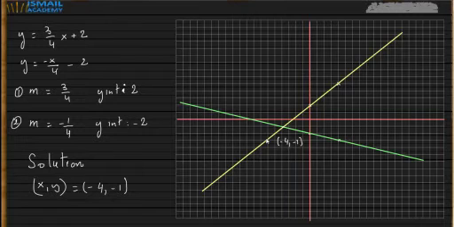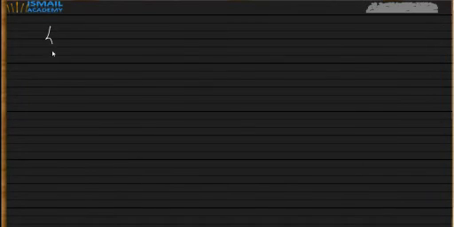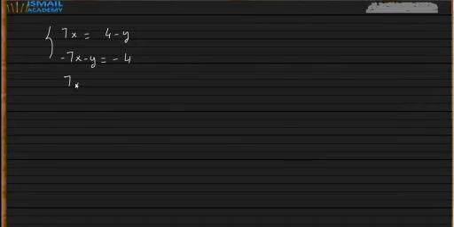The second and the last example. So if we have 7x equals 4 minus y, and minus 7x minus y equals minus 4. So again, first let me transform both equations to slope-intercept form. So the first one we have 7x equals 4 minus y. The second one is minus 7x minus y equals minus 4.